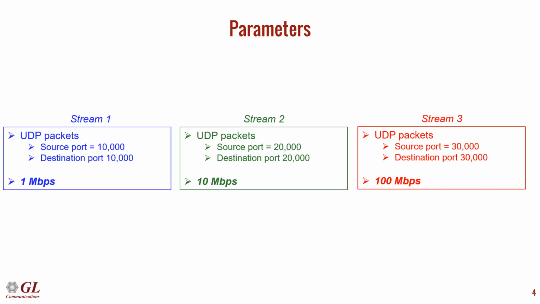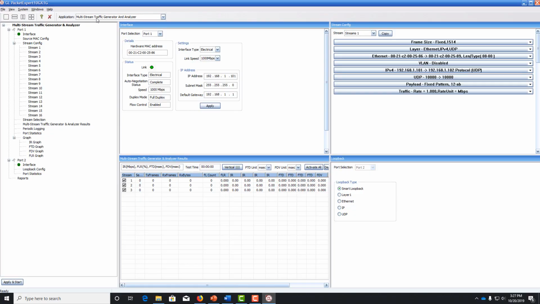The parameters for this test are as follows. Each stream will contain identical payloads. To distinguish the streams, we chose different source and destination UDP ports for each stream. The only significant difference between streams is the bandwidth. Make sure the application is set to multi-stream traffic generator and analyzer.